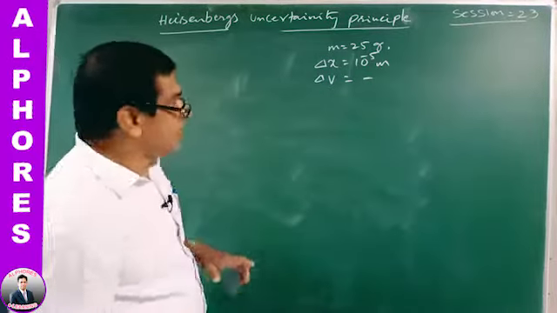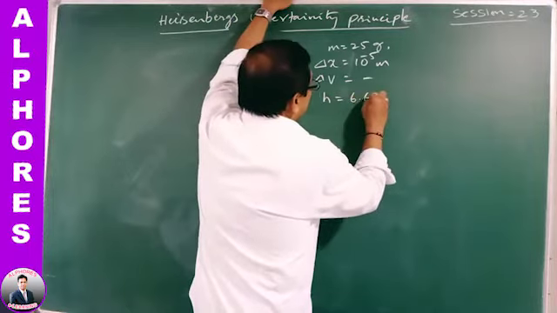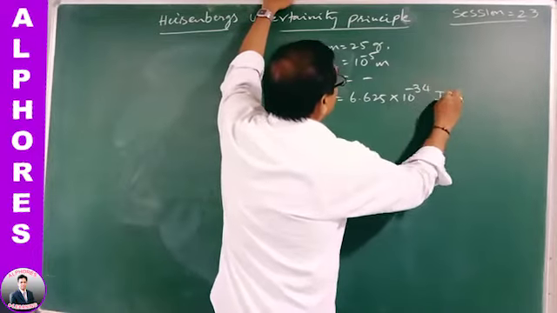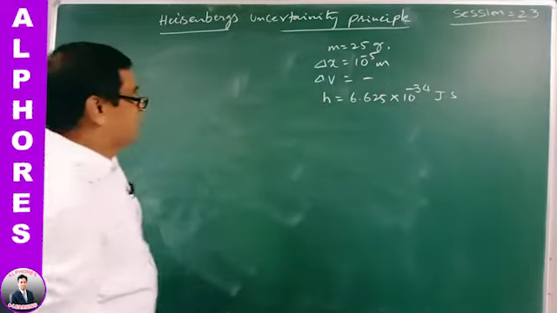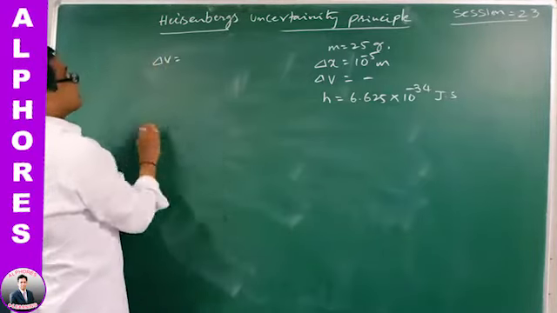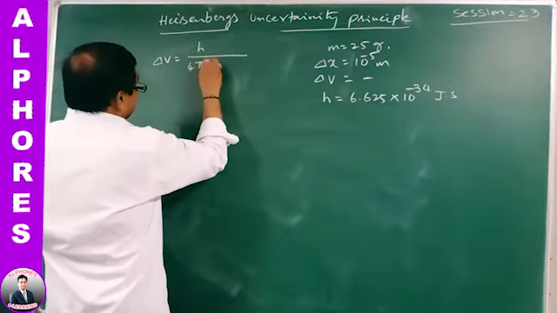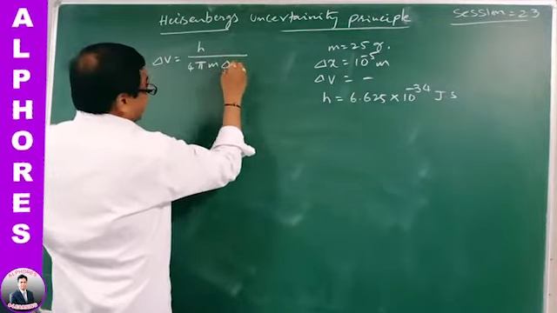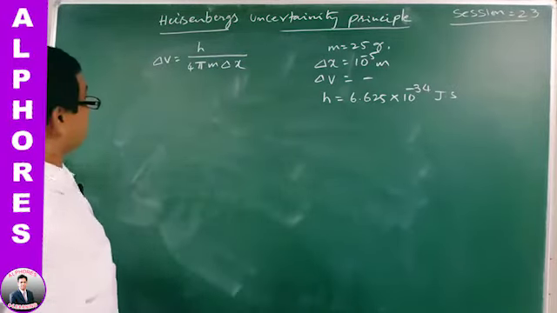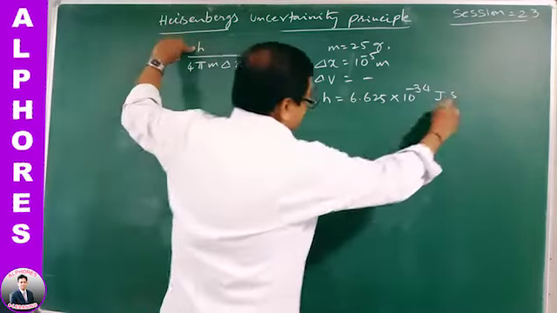And what about h? Planck's constant is given as 6.625 into 10 to the power minus 34 joule second. Now the required formula for this is delta v is equal to h by 4 pi m delta x. This is the formula we require. Now be careful here: it is in SI units.